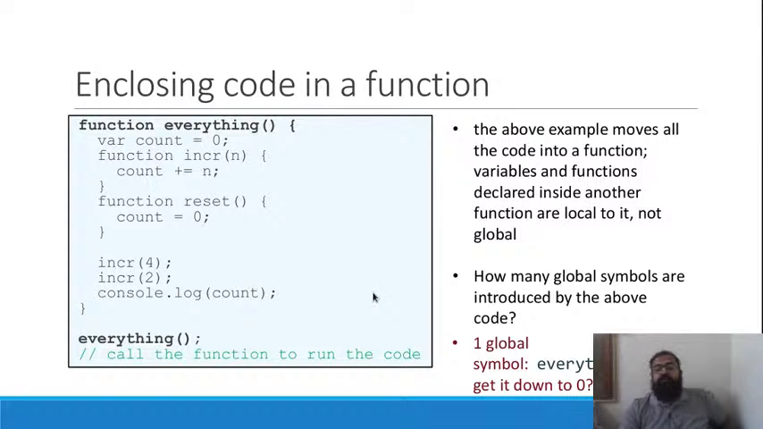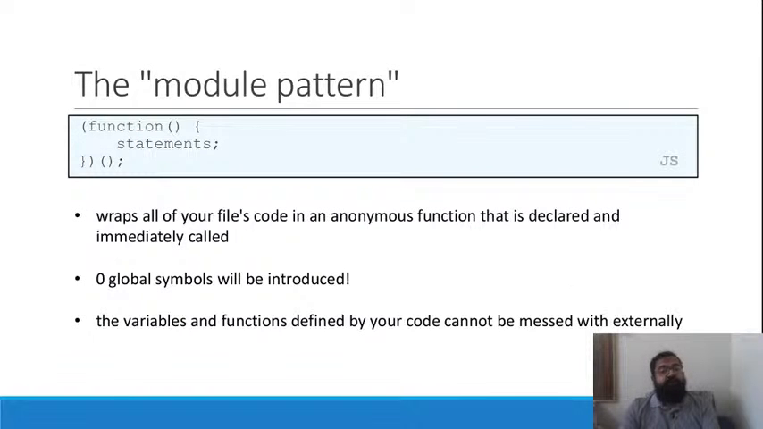So this particular example moves all the code into a function. Variables and functions declared inside another function are local to it and not global, which means that only everything will become the global symbol. So we have one global symbol even now. So can we actually get it down to 0? Yes, you can, by putting it into an anonymous function.